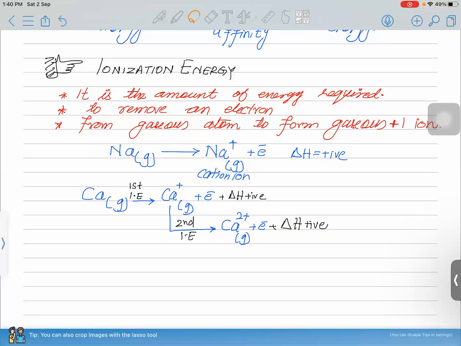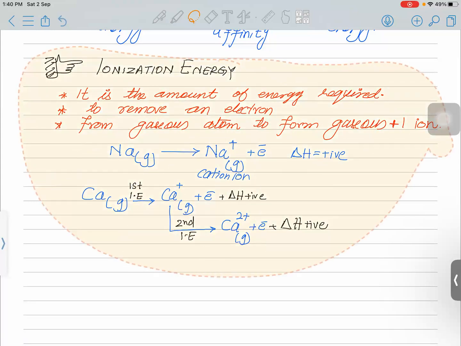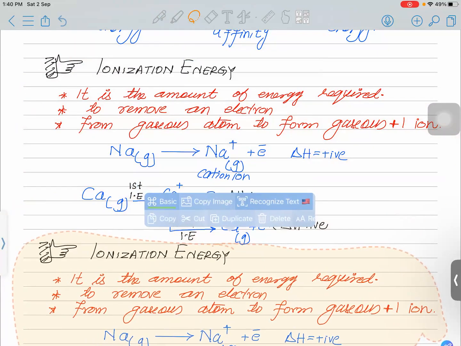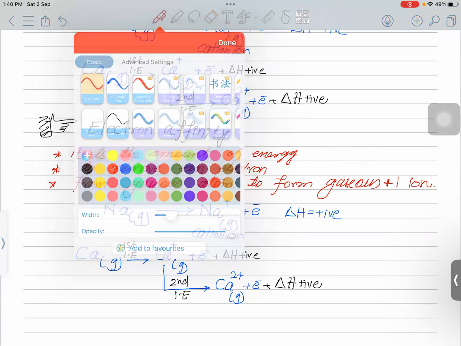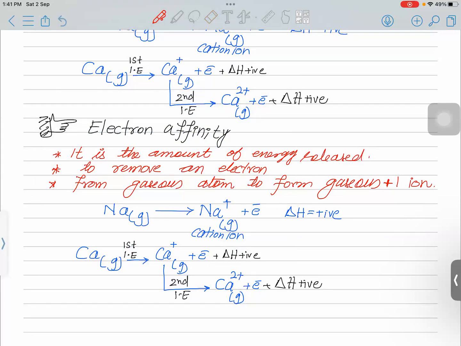Now second is electron affinity. It is the amount of energy released to gain an electron, from a gaseous atom to form a gaseous -1 ion. This is electron affinity.